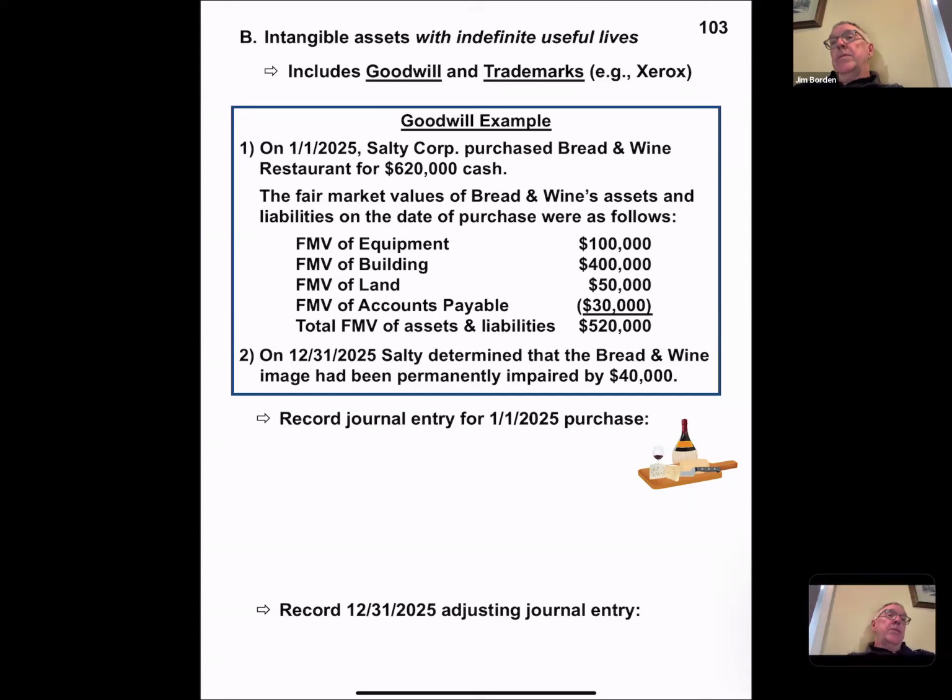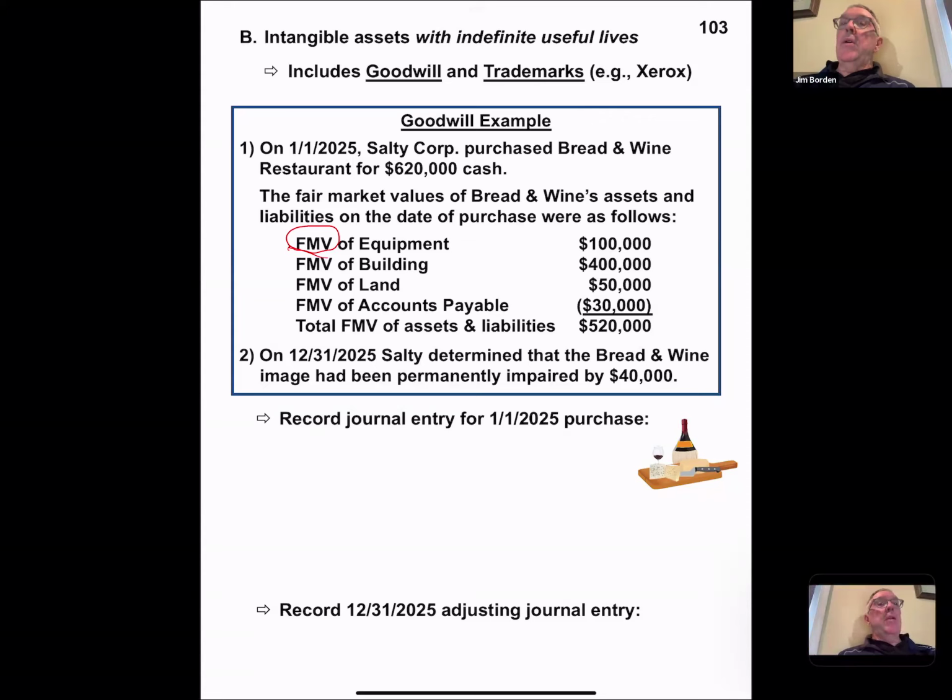So let's take a look at goodwill. You spend some time looking at goodwill. All right. So here's our company. We're Salty Corp, and we just bought this restaurant, Bread and Wine, for $620,000 cash. As part of this purchase of Bread and Wine, here's what we got. We bought their equipment, their building, and their land, and we measured their fair market value, the FMV. That's what that equipment is worth today at the time of the purchase.